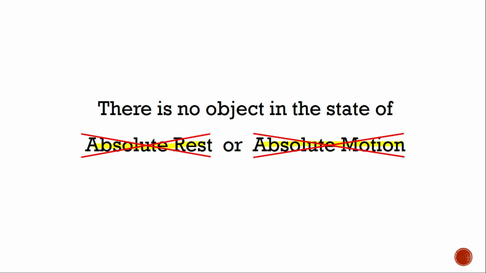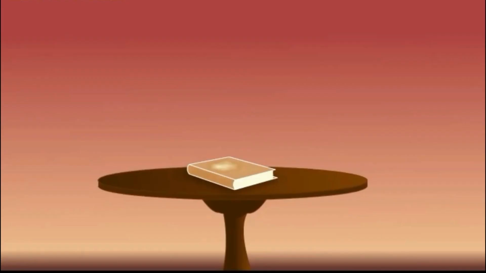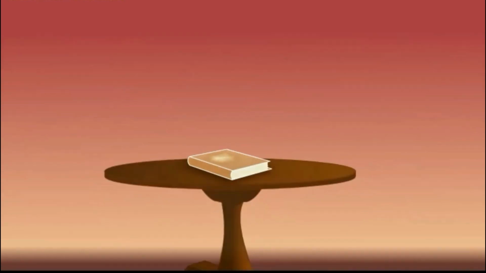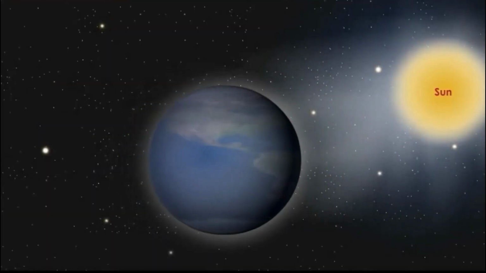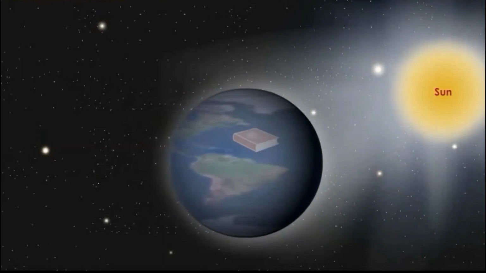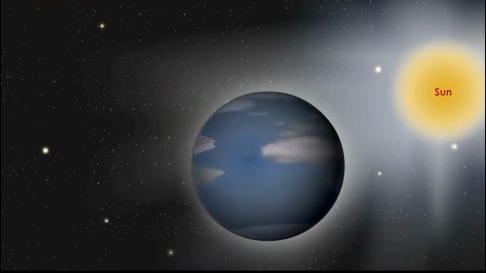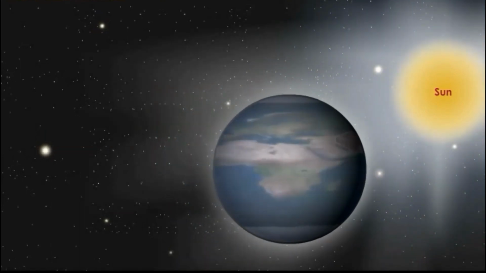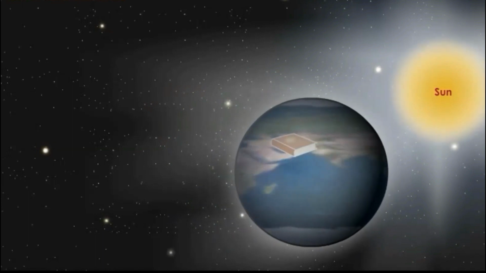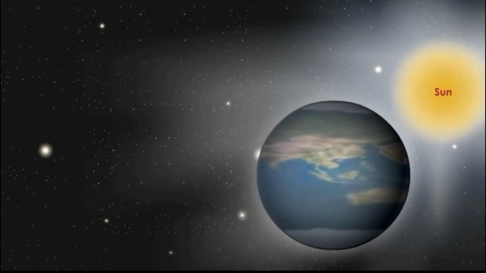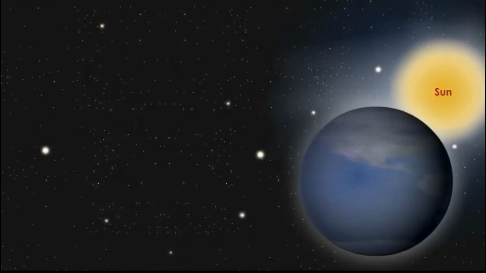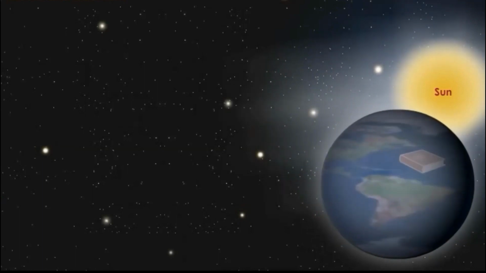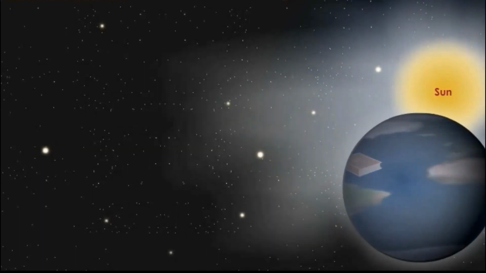Because even if something like the book on a table can be at rest with respect to us, it can still be in motion with respect to something which is outside of our world. As you already know, our earth is constantly moving, that is rotating and revolving. So suppose somebody is observing this book from the sun, then for him this book will always be in motion, as the earth is constantly in motion even if it might be at rest for us.